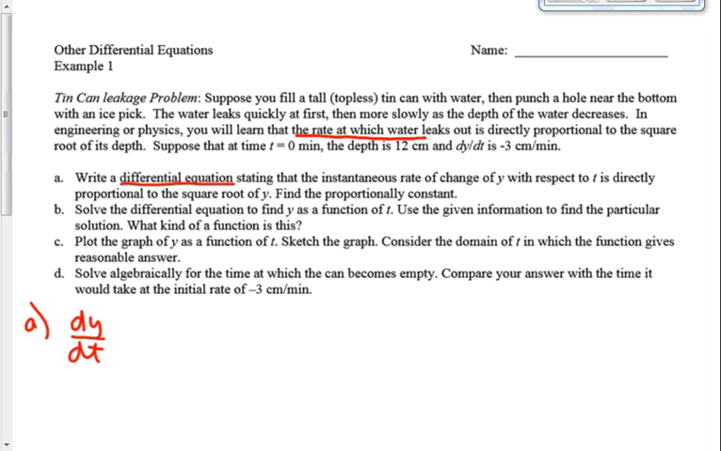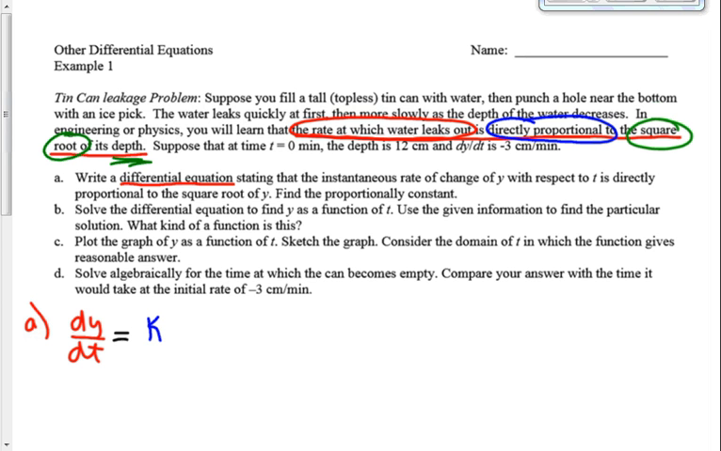the rate at which water leaks out is directly proportional to the square root of its depth. Okay, so the rate at which the water leaks out, that is what I have written down so far. And that is equal to, it is directly proportional to, my k times the square root of the depth. And so the depth is y, and the square root is just square root y.